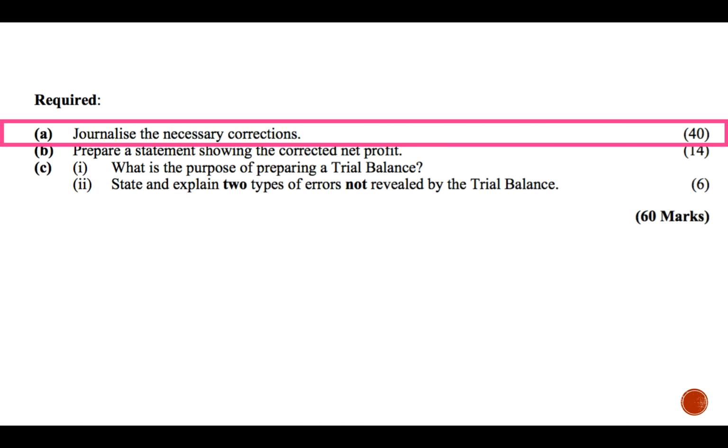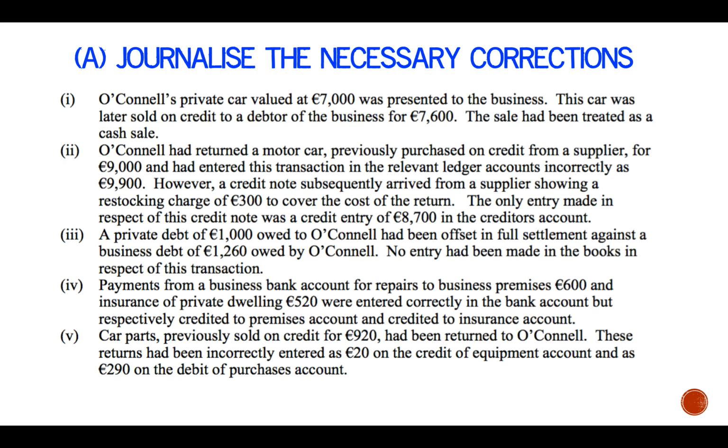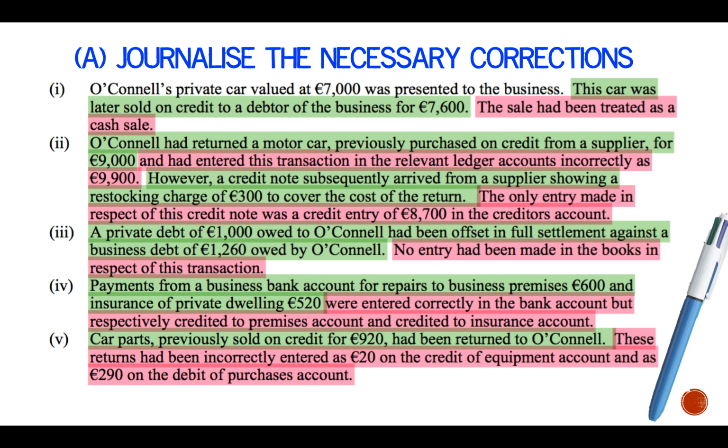Okay, so part A, journalise the necessary corrections, so 40 marks there. So like we've done in previous questions, alright, I want you to underline in red what happened by mistake and in green what should have been recorded. Okay, and hopefully it should look like this.